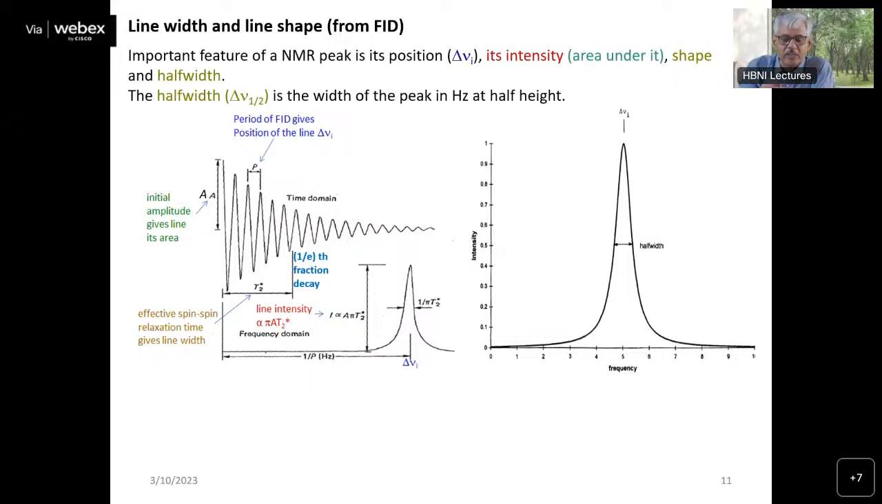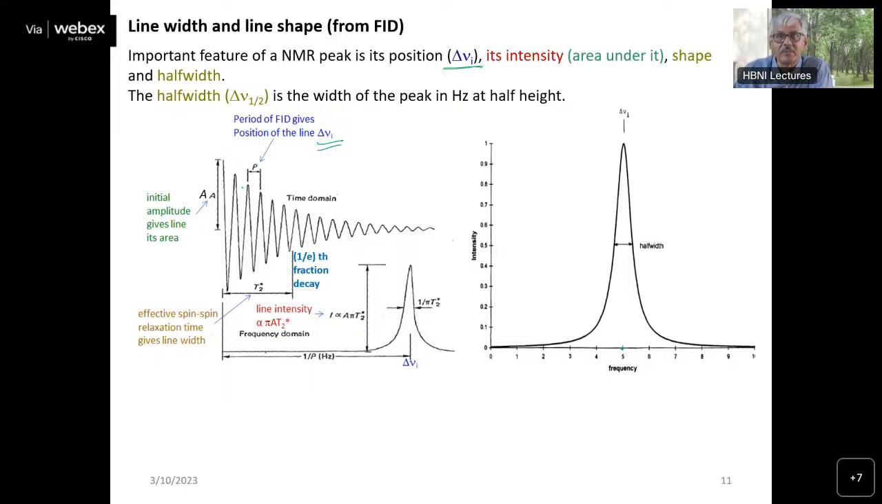An important feature of the NMR peak is its position. So what decides the position? The position is decided by the period of this FID. So this gives you the nu i position, or the period of the FID gives you the position of the line, or delta nu i.